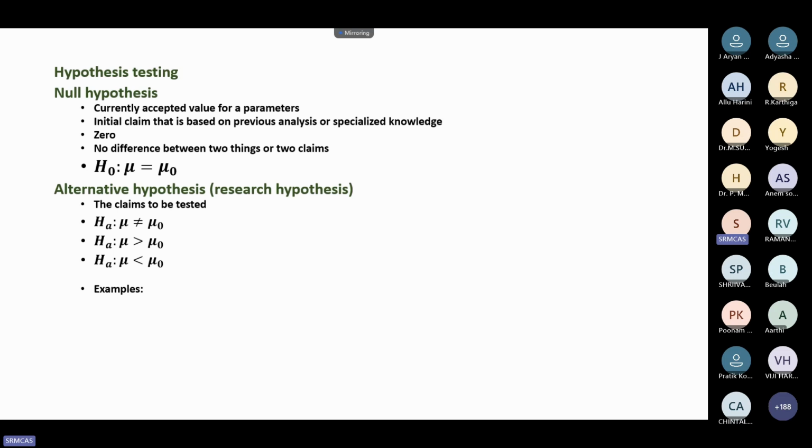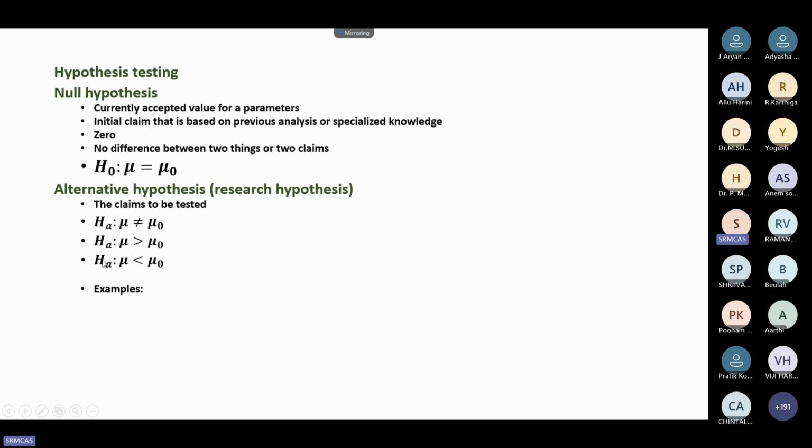The alternative hypothesis can be of three types. The first is that the alternative hypothesis is not equal to the value of the null hypothesis. It may be either way: the value under the alternative hypothesis may be more than the null hypothesis value or less than it, whatever, but it is not equal to the value of the null hypothesis.